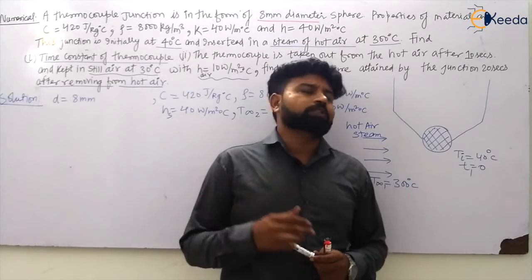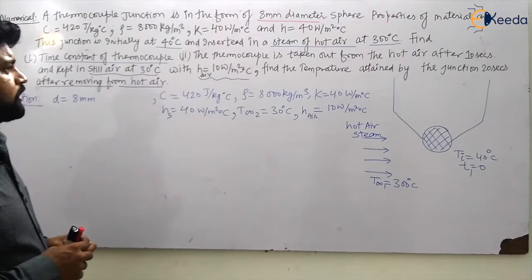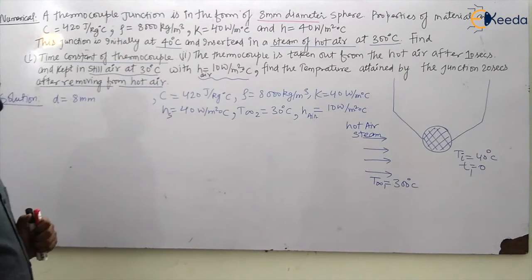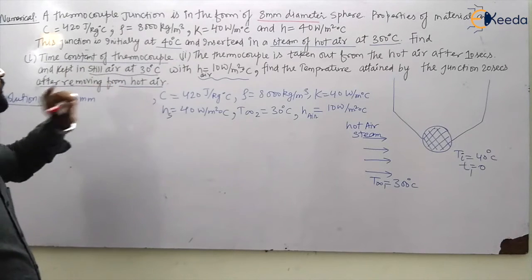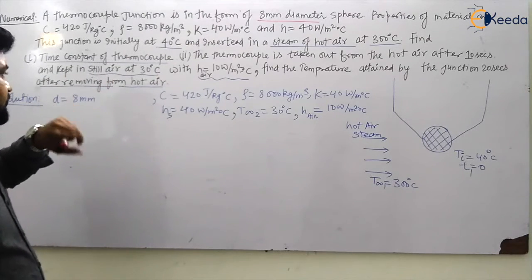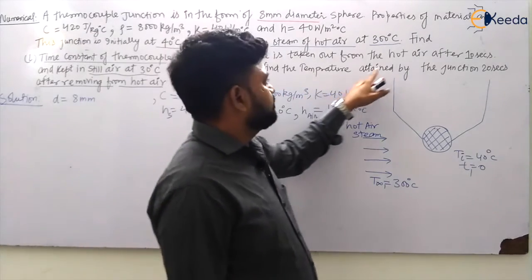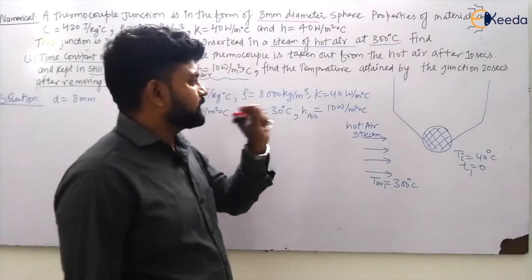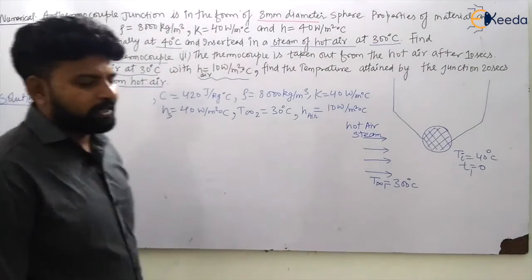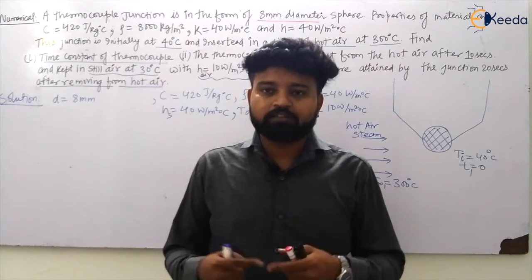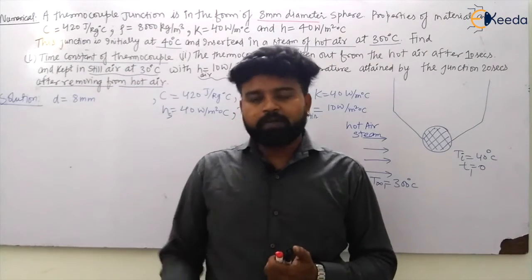So there are two questions they are asking. First, the time constant of the thermocouple. Second, the thermocouple is taken out from the hot air after 10 seconds, and they are asking for the temperature attained by the junction 20 seconds after removing from hot air. Now let us focus on the question.